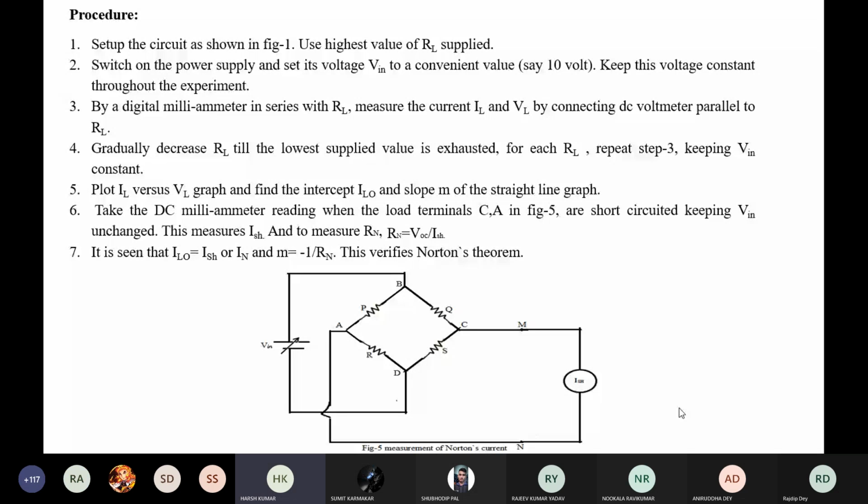Yes, sir. One thing, sir: will we mention the procedure in our lab experiment? No. In the lab experiment, whatever is given, a document has been produced, right? So you will find each experiment there. Everything presented there, you need to write, except the procedure.